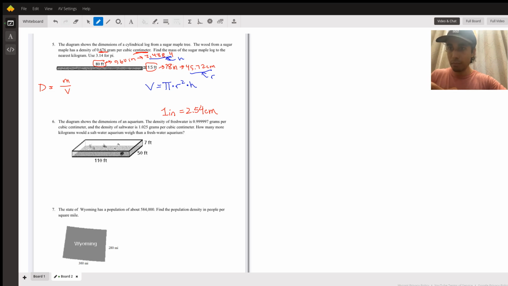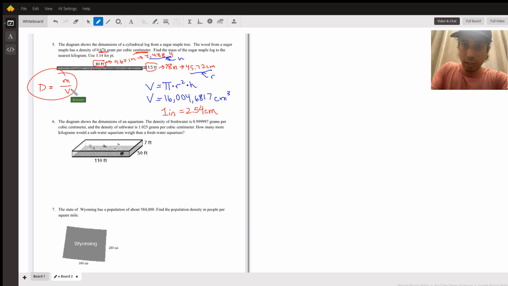And then square that and then multiply that by the height. All right, and that's going to give you a volume of 16,004,681.7 cubic centimeters. All right, so we've got our density. Coming back to this formula over here, we've got density is 0.676 grams per cubic centimeter.